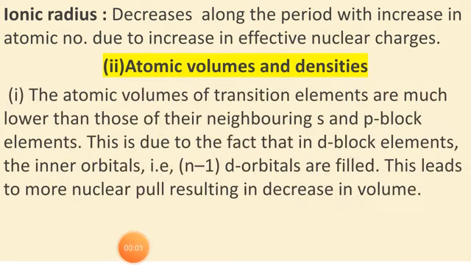So now dear students, let us focus on the second property, atomic volume and density. You know about density: density equals mass by volume. So look here, the atomic volume of transition elements is much lower than that of their neighboring s and p block elements. This is because in d block elements, the inner d orbitals, that is (n-1)d orbitals, are filled. This leads to more nuclear pull, resulting in a decrease in volume.